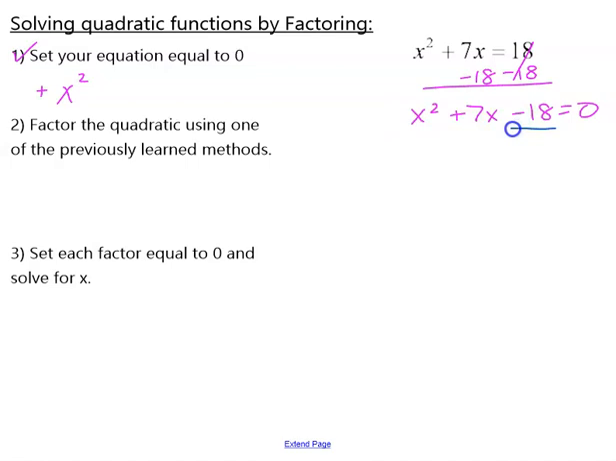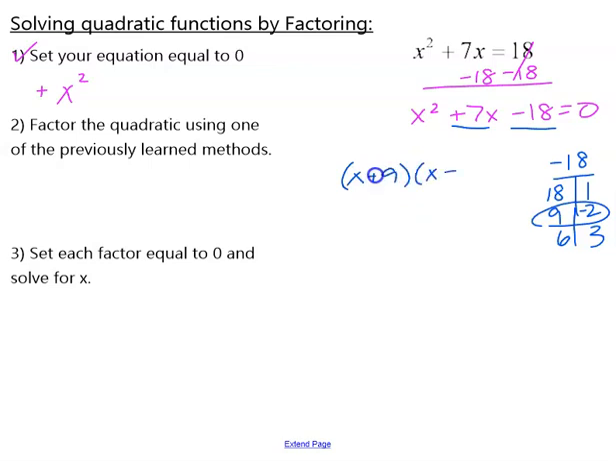So we're going to take the multiples of negative 18. 18 is 18 and 1, 9 and 2, 6 and 3. We need the multiples that are going to subtract to get positive 7. So positive 9 minus 2 will give us 7. Then we have the factors x plus 9 and x minus 2, and this is all still equal to 0. So now we've completed step 2.